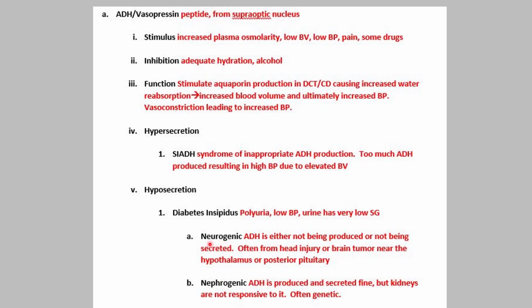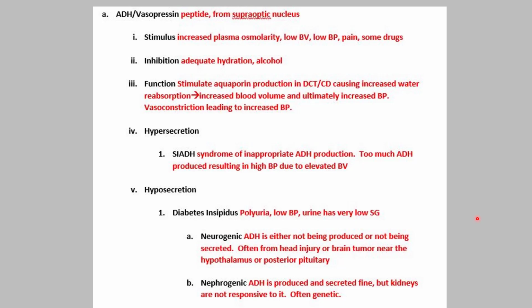So neurogenic, in this case, ADH is either not being produced by the hypothalamus or it's not being secreted from the posterior pituitary. This usually comes from something like a blow to the head or a brain tumor near your hypothalamus or your pituitary gland. But either you are not making enough ADH to release, or it's being made in very low amounts, or it's just not being released.